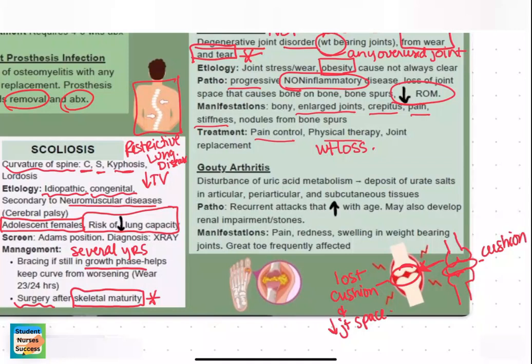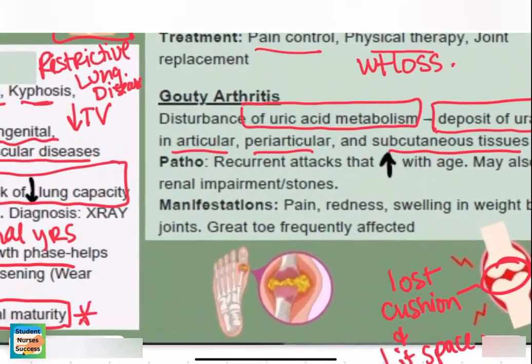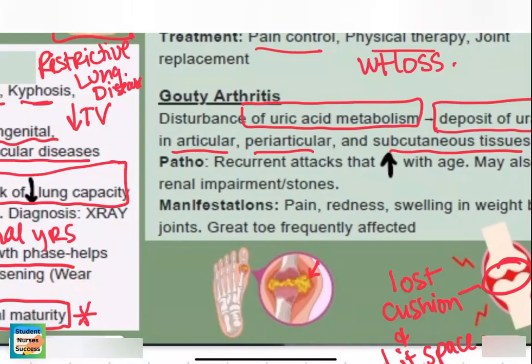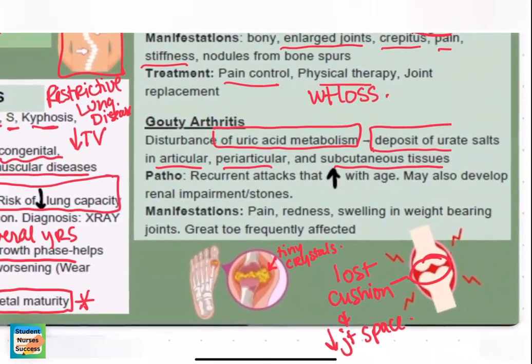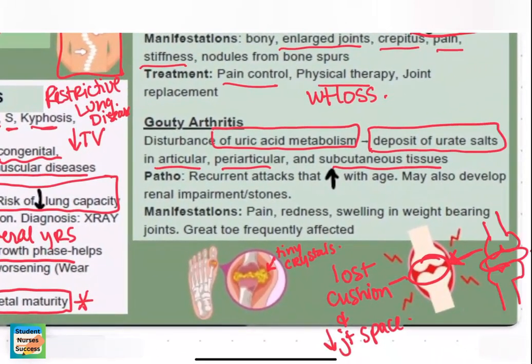Our last arthritis we're going to talk about is gout, or gouty arthritis. Those with gout have a disturbance in uric acid metabolism where they just don't metabolize uric acid well, and they make lots of urate salts that end up in the articular, periarticular, and the subcutaneous tissues. So I have a little picture down here. We get this uric acid buildup inside that joint, and these are like tiny crystals, and that hurts, especially in that joint space. And patients will get recurrent attacks, and as they get older, they get more of them.